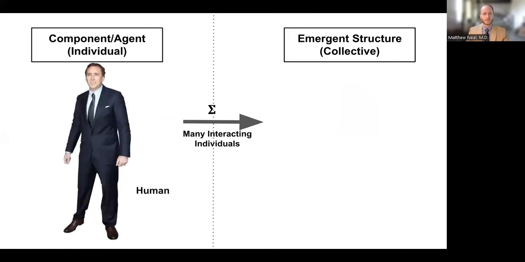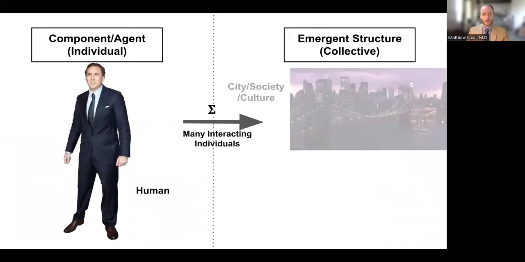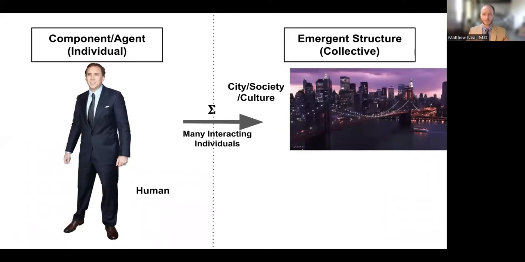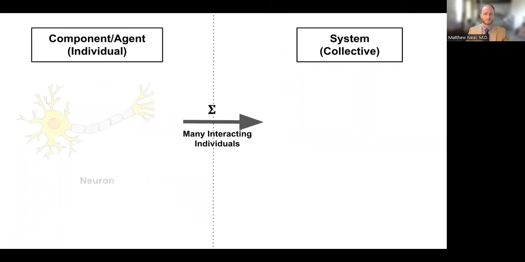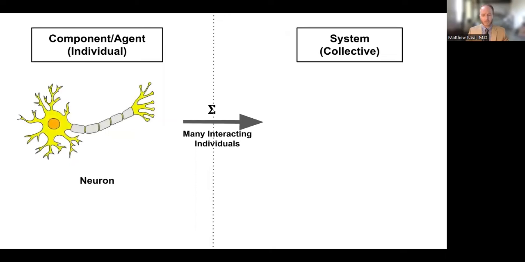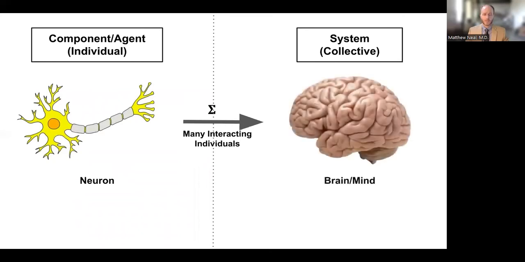And then if we consider the human organism as the individual in the broader system, when they start to interact, all sorts of complex structures come about: cities, societies, cultures, economies, businesses, corporations. And of course, the thing that we're really interested in, the neuron as the individual element, when they interact together, they create this emergent brain and mind.